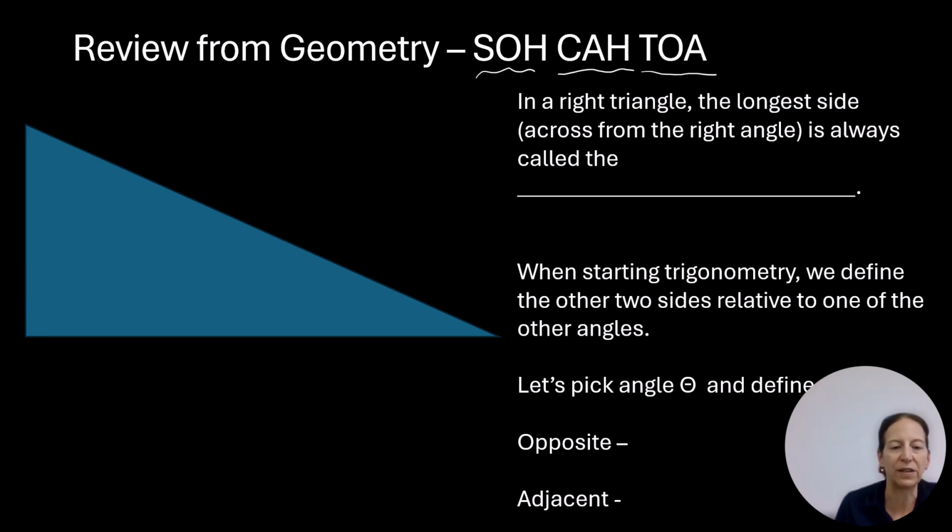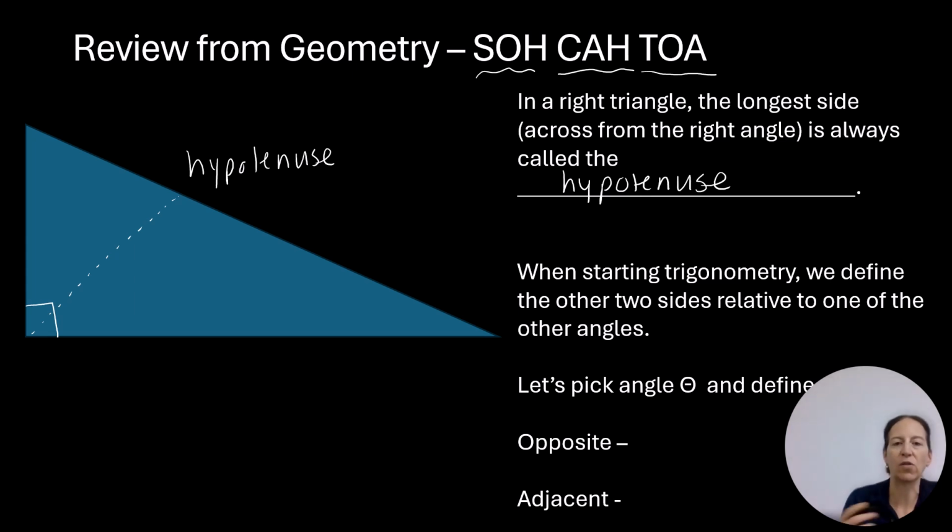I don't think I did a fantastic job of writing that. I believe I could do that better. So that's the right angle, and if you go across the triangle from the right angle, that side is always called the hypotenuse. Sometimes it's defined as the longest side in a right triangle. Sometimes it's defined as the side across from the right angle. The right angle is the largest angle, and so the longest side is always opposite the largest angle, and that's one of your theorems from geometry.